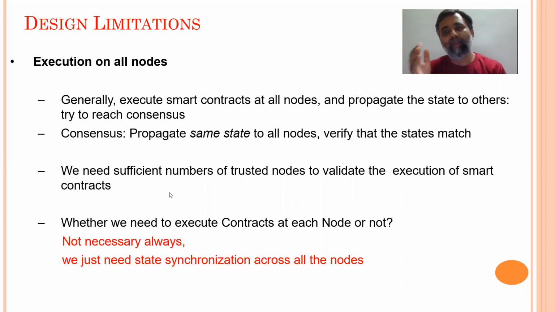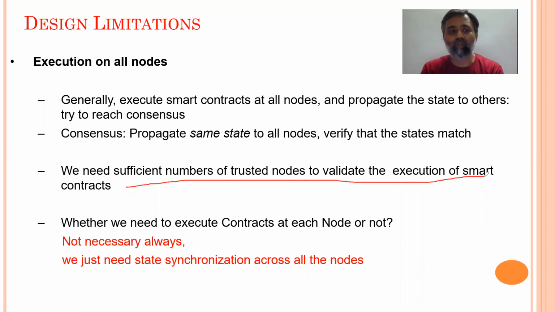Now, for making the consensus, we need a sufficient number of trusted nodes, because in the permissioned model also, all the nodes are not trusted. The users may know each other, but the possibility is there that there may be many malicious nodes, and they may form groups and behave maliciously. So for consensus, we need a sufficient number of trusted nodes to validate the execution of the smart contract.